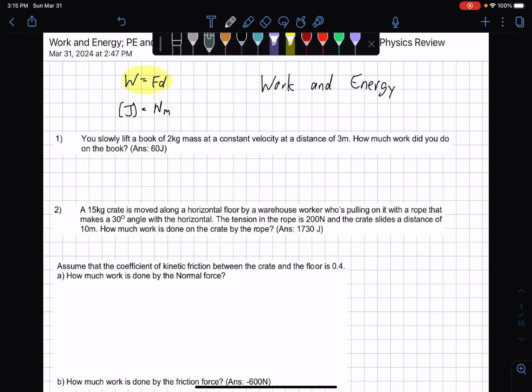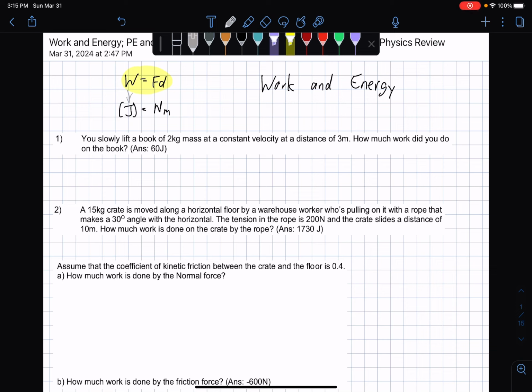In this video, we will be talking about work and energy. The formula for work is known to be equal to FD. So W is equal to FD. The unit for work is in joules, abbreviated as capital J.